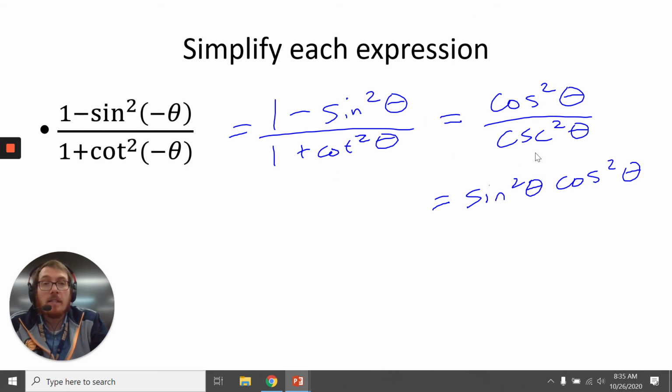Cotangent squared plus 1 is the same as cosecant squared. This answer here is pretty good, but remember, if you can get rid of division, you want to do that, and so you just make it sine squared times cosine squared. But realize this does not equal 1 because it's not plus in the middle. Since it's just sine squared times cosine squared, you have to leave it as written.